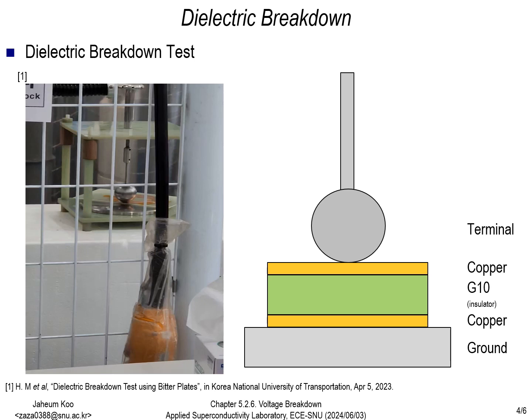On the left, we have an example of a dielectric breakdown test conducted on a copper plate at Seoul National University of Science and Technology. This system was completely insulated with fiberglass reinforced plastics, the FRP material, to prevent any direct electrical contact.